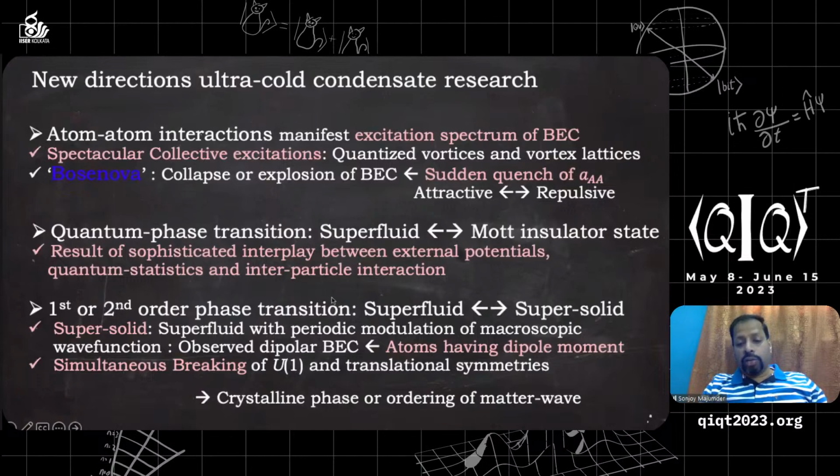What we'll be discussing here is the first and second order phase transition, which can be obtained when the superfluid goes to a kind of crystalline phase of the condensate, known as the supersolid. They have a crystal-structure-like feature, and we'll see that they have periodic modulations of the macroscopic wave function. This is observed only in dipolar BECs, where the atoms used for the BEC have permanent electric or magnetic dipole moments.